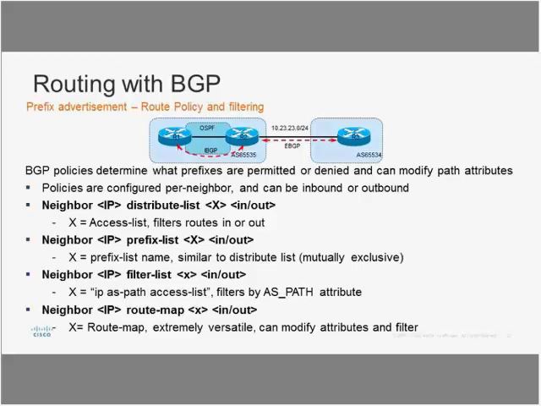If you are working with different neighbors and multiple policies are being applied, it is very useful to use route maps because you can control what to permit, what to deny, what attributes to set, what to match. You have more flexibility with route maps.